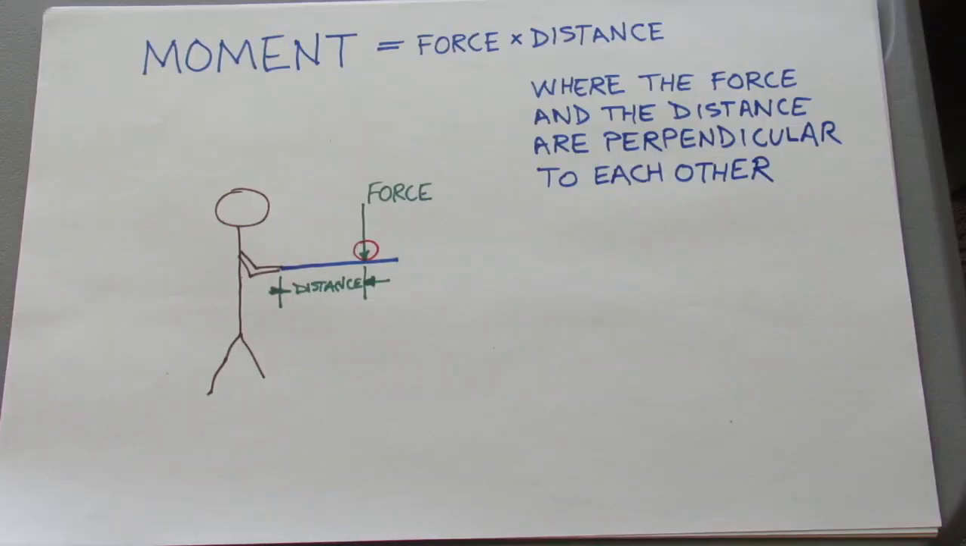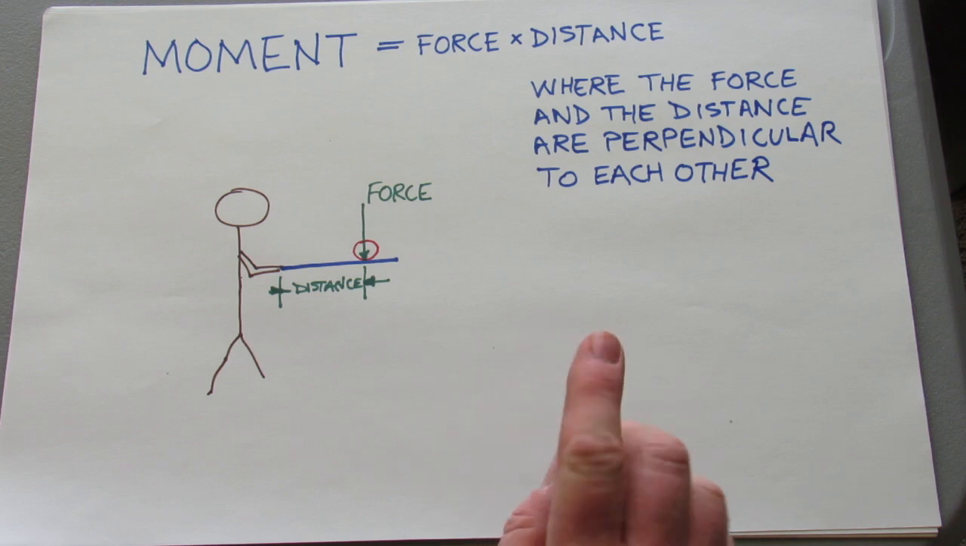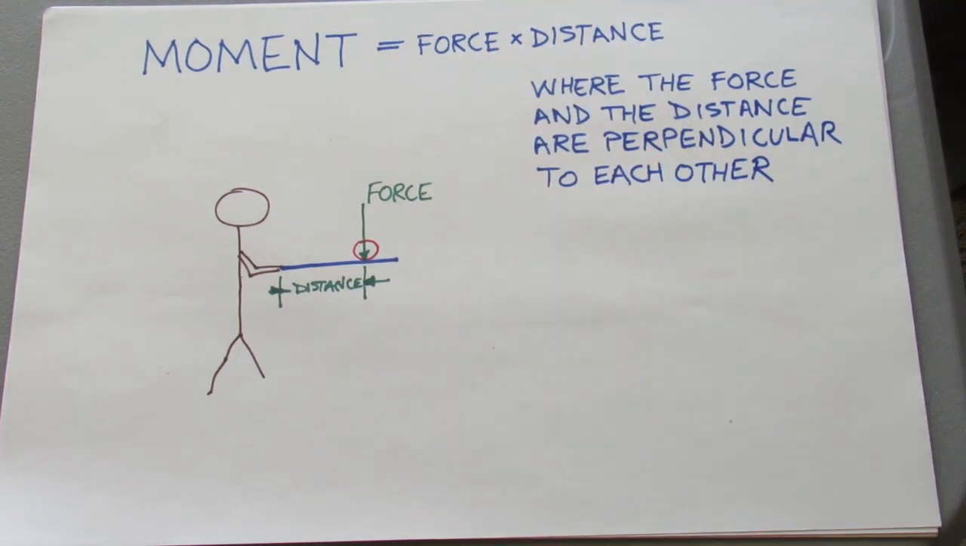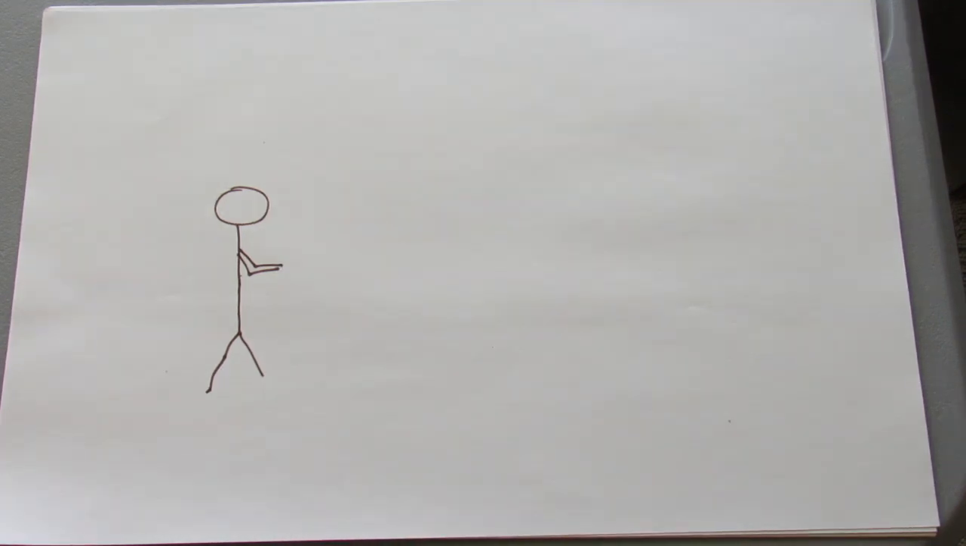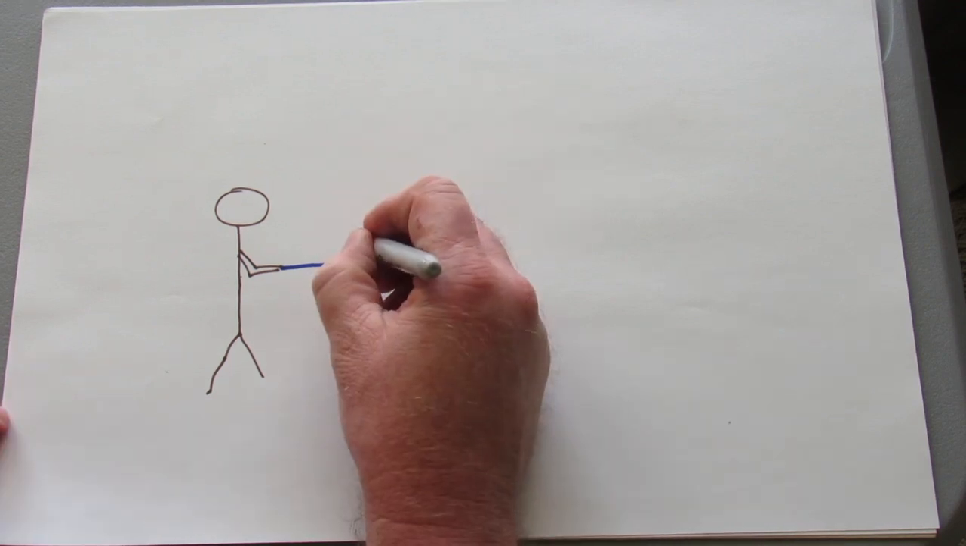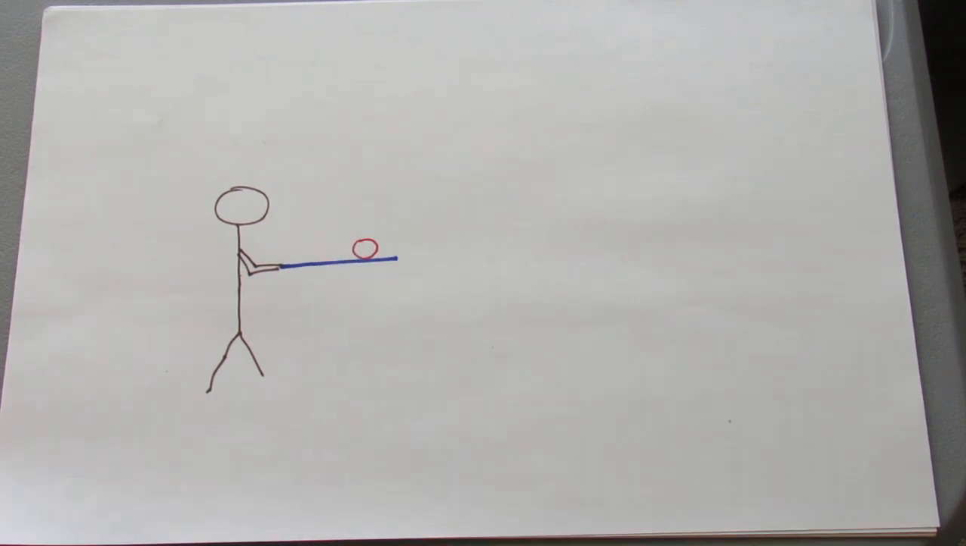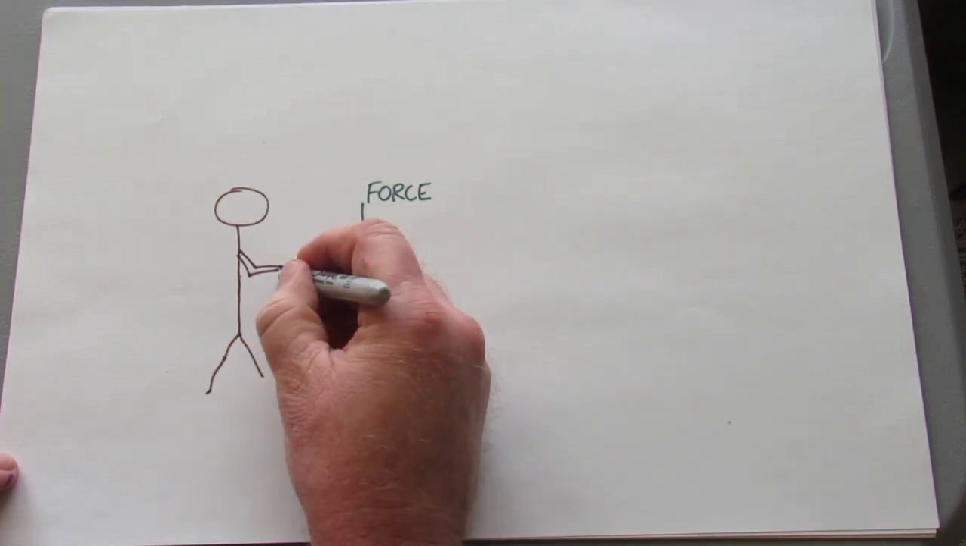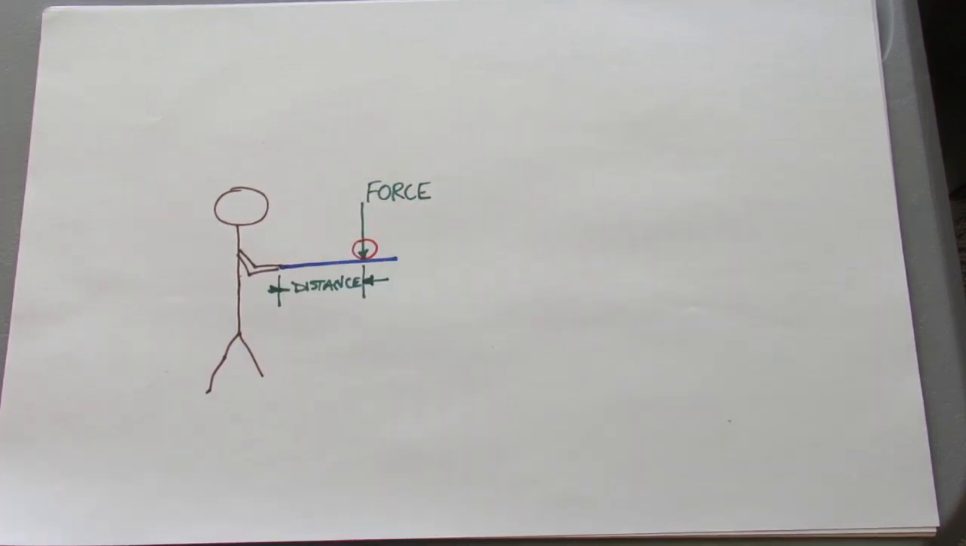Okay, now let's take a look at moments. A moment is also force times a distance, just like work, except the force and the distance are perpendicular to each other. Take a look at this graphic. Here we have the person holding out the stick, and on the stick is some weighted object. In this case, force is going down due to gravity, but the distance is perpendicular.